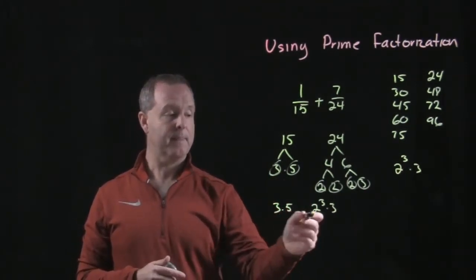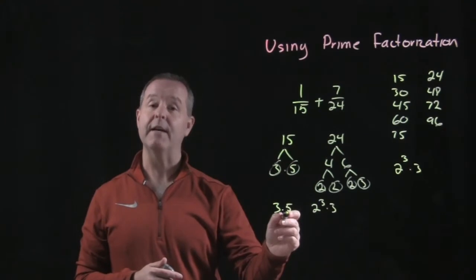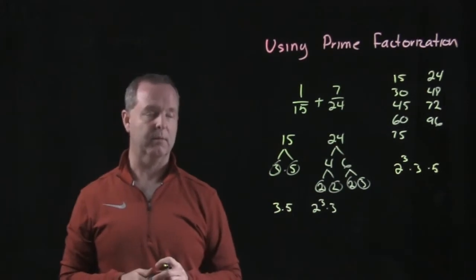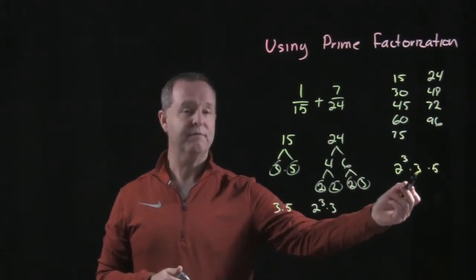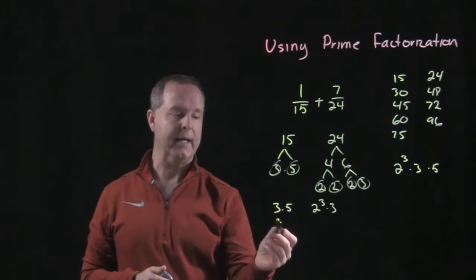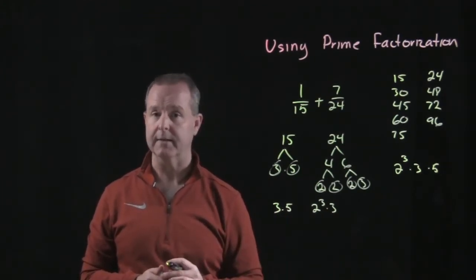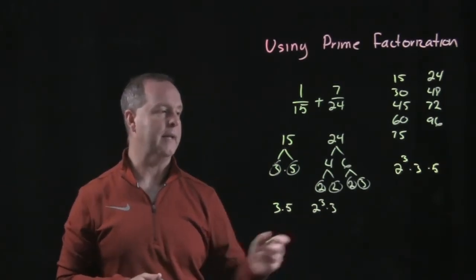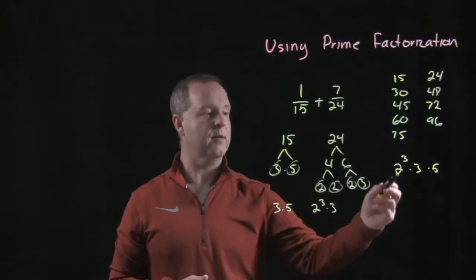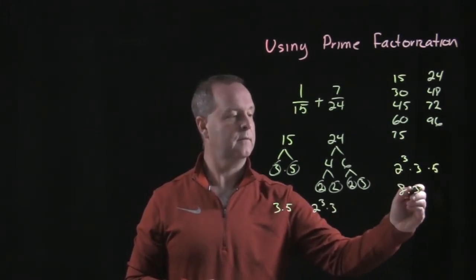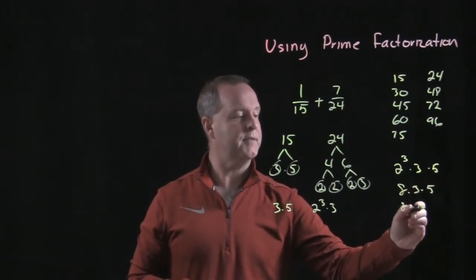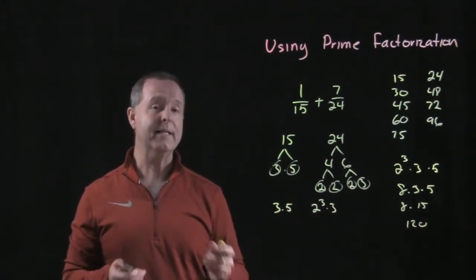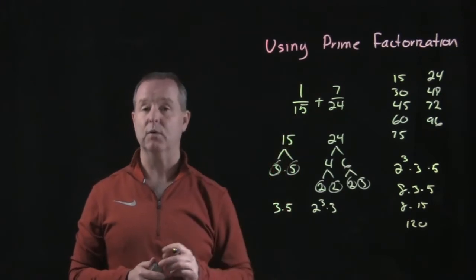My next factor is a 5. No 5s here, but I have a 5 here. I need to have a 5 in my factors to produce my least common multiple. So each of these factors represents the highest degree in either one of my two factor trees. In doing that, I'm able to find what my least common multiple will be. 2 cubed times 3, so that's 8 times a 3, times a 5, 8 times 15. 8 times 15 is 120. So 120 is my least common multiple between 15 and 24.